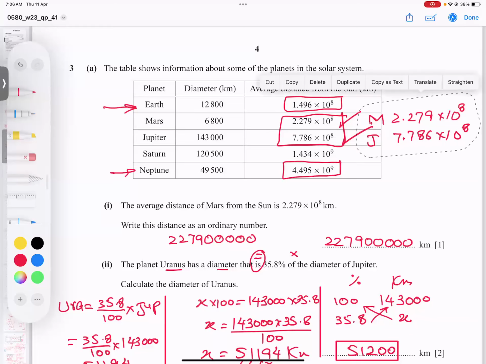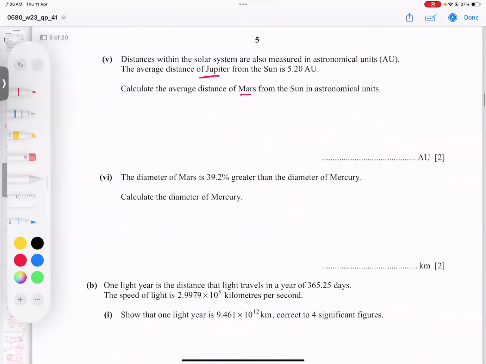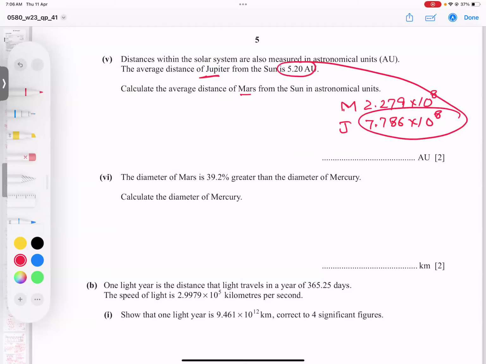And I shift to the other page, which will help me to solve the question. Okay, so now look here. He's saying very clearly that the distances within the solar system are measured in AU. The average distance is given by this. So this is actually Jupiter. So it means this is measured by, I mean to say, put them equal to each other.